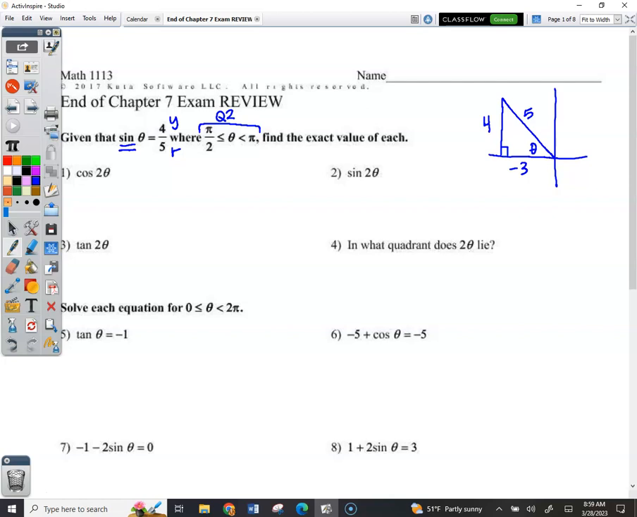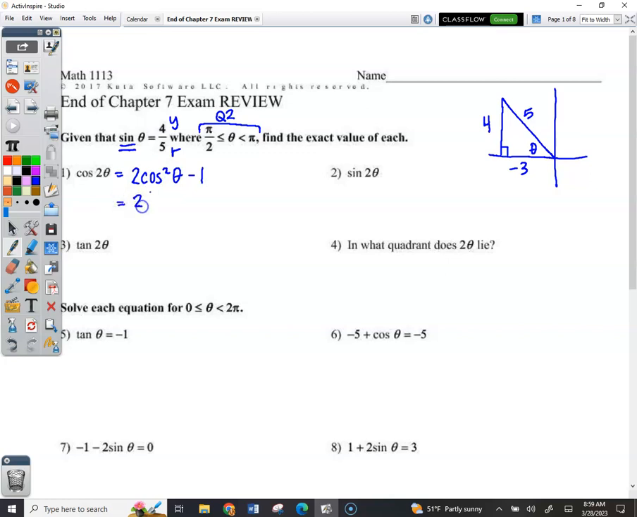And then these first 3 questions are literally pulling the formula from the formula sheet, plugging in the fraction, and then typing it in the calculator. And this is where you get some ugly fraction answers. So the double angle formula for cosine, you have 3 choices. I don't know why, but I chose this one. Doesn't matter which one you choose.